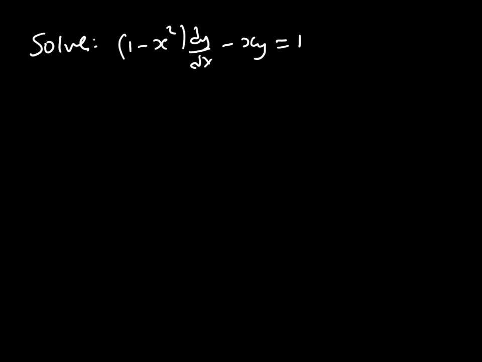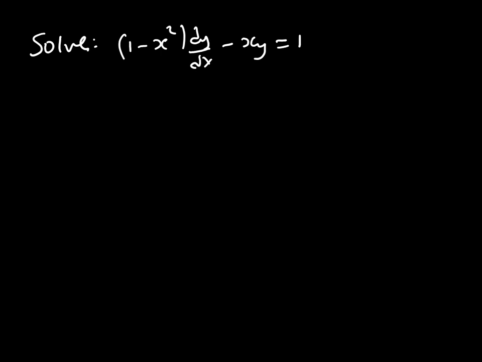So let's look at this. It says solve. What are we solving? 1 minus x squared dy by dx minus xy equals 1.